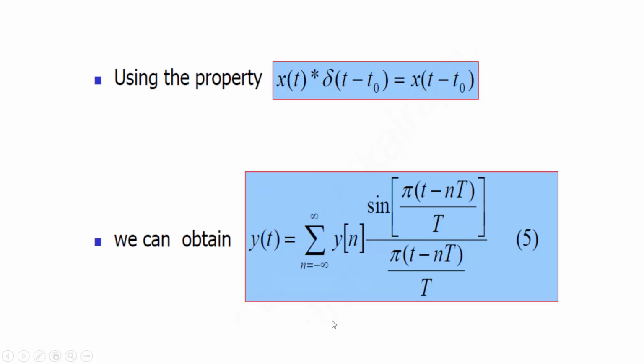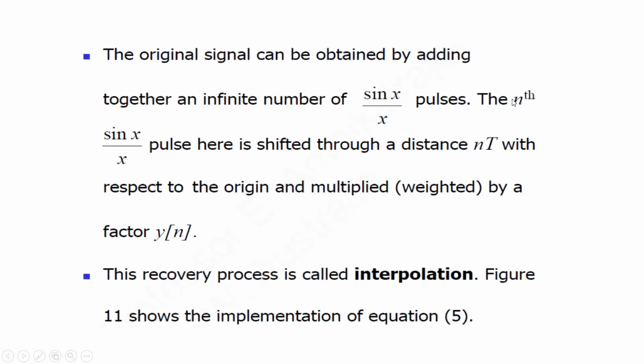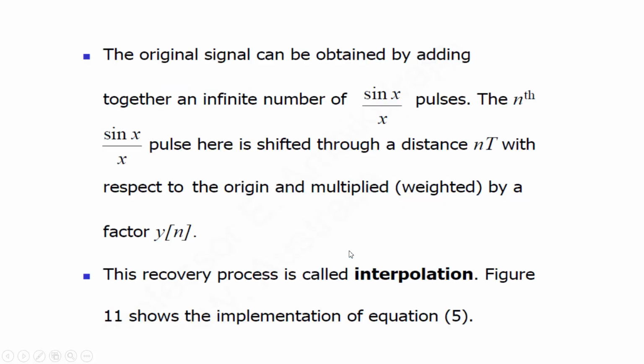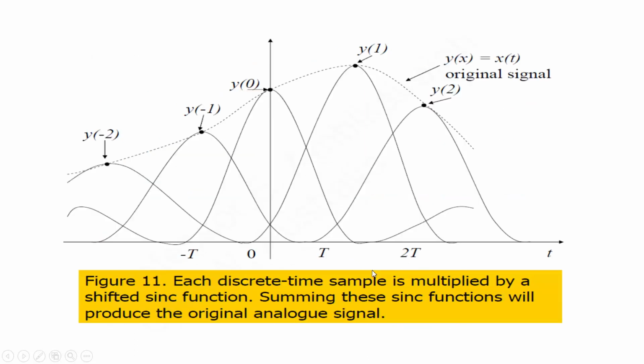But if we consider an infinite number of pulses, therefore the original signal can be obtained by adding together an infinite number of sin x by x pulses. The nth pulse is shifted through a distance n capital T with respect to the origin and multiplied by a factor yn. That's what we get here. So the nth pulse will be shifted by n capital T and multiplied by this factor yn. Now this recovery process is called interpolation, and we will see that.